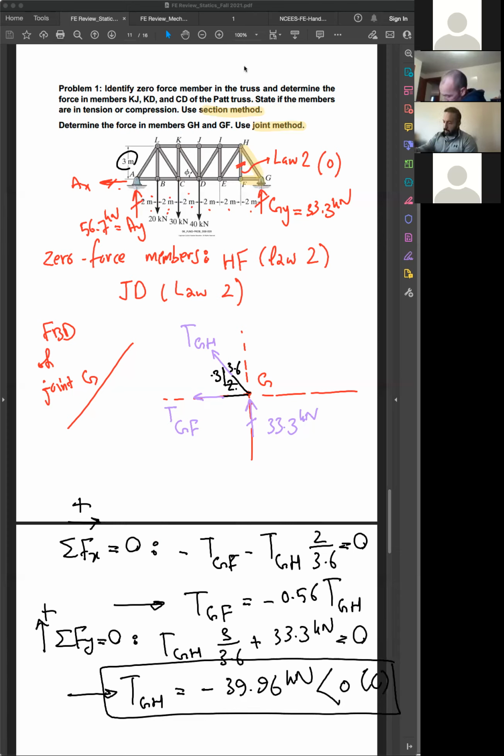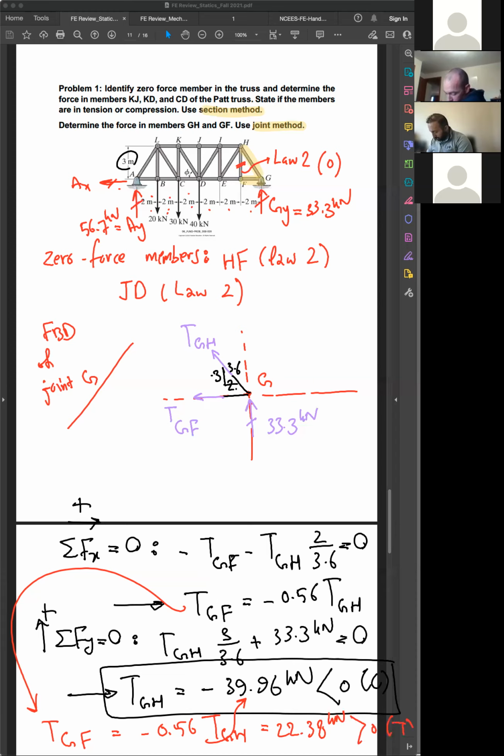So you can come back to this equation here, right? So you can say TGF equal to negative 0.56 TGH. So TGH here you have found to be negative 39.96. So it would be negative 0.56 times negative 39.96. It would be positive 22.38 kilonewton, more than 0. The member is under tension.